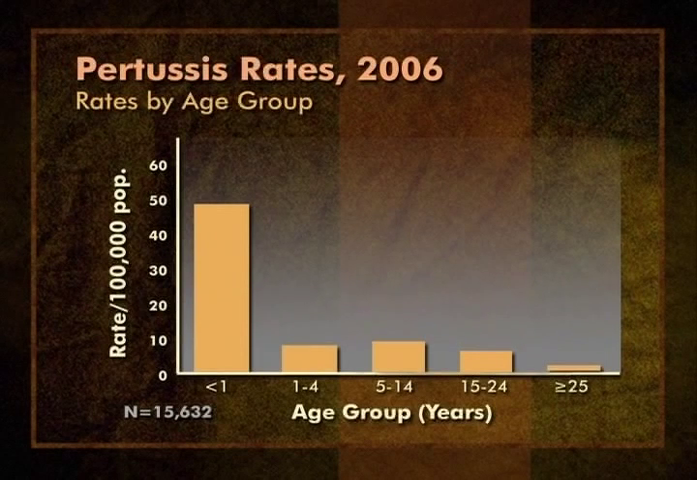In 2006, the rate among infants younger than 1 year of age, shown in the far left bar on this graphic, was 49 per 100,000 population. This rate is more than four times higher than the rate among persons 5 to 14 years of age and more than 20 times higher than for persons 25 years and older.